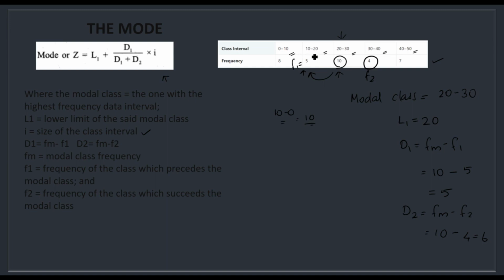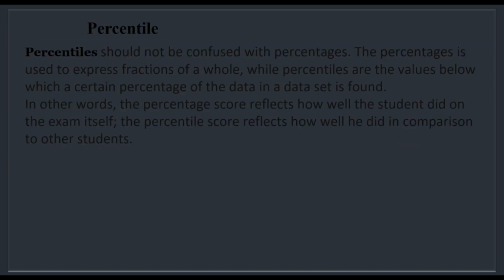the difference between the upper limit and the lower limit. So now we want to apply these values. L1 is 20, so L1 plus D1. D1 is 5, divided by D1 plus D2, 5 plus 6, into 10. So 20 plus 50 divided by 11. So the mode of this particular data is 24.545. So this is the equation for calculating the mode with class interval frequency data. So next measure of central tendency calculation is percentile.